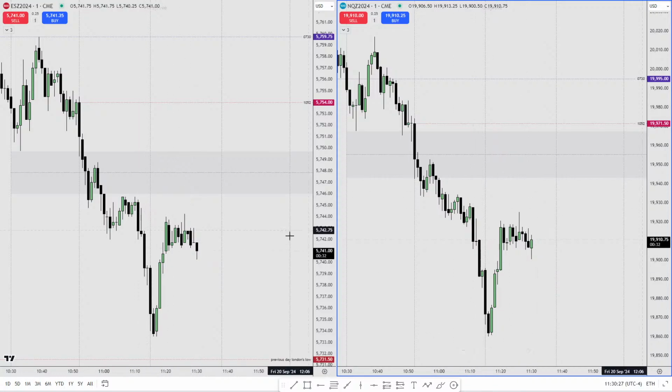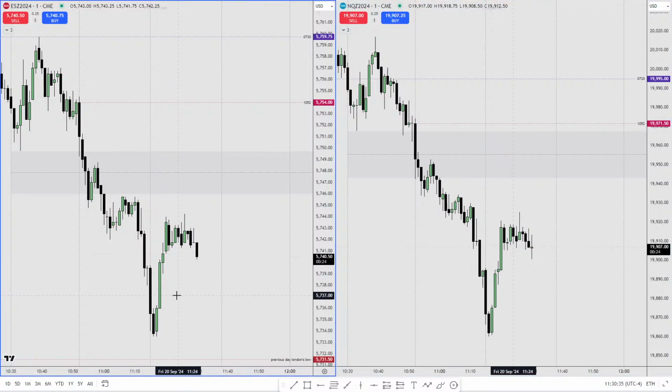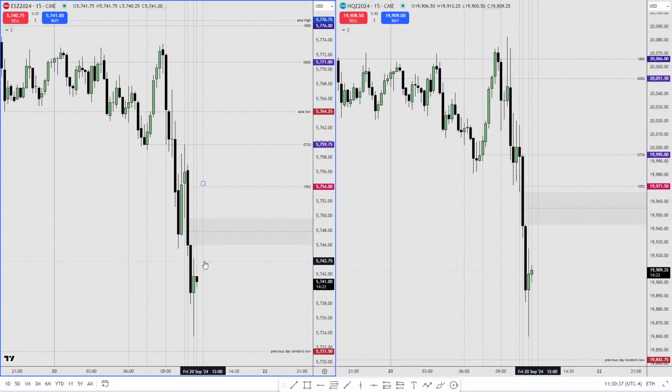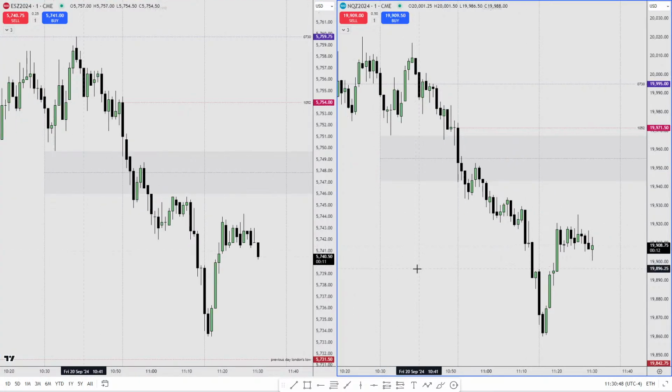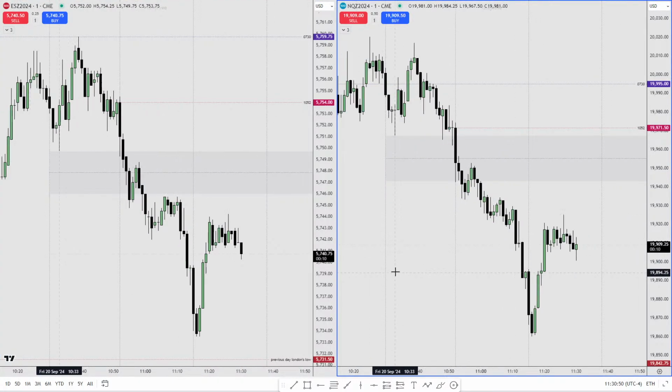Alright, so right now, this high is also a fair value gap. This high right here. If you take a look at the 50 minutes, right here we have a small tiny fair value gap, and over here, NQ, we have another fair value gap as well. So that fair value gap is relevant as well.